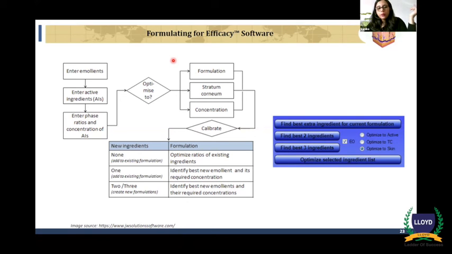Then if you need to add one ingredient, or what kind of ingredient you have been looking at, whether it is a penetration enhancer or you want a combination of some penetration enhancers as well as emollients. In that case also, it helps to identify the best new emollient as well as its required concentration. And then again, if you want to add 2 or 3, it could be really helpful.